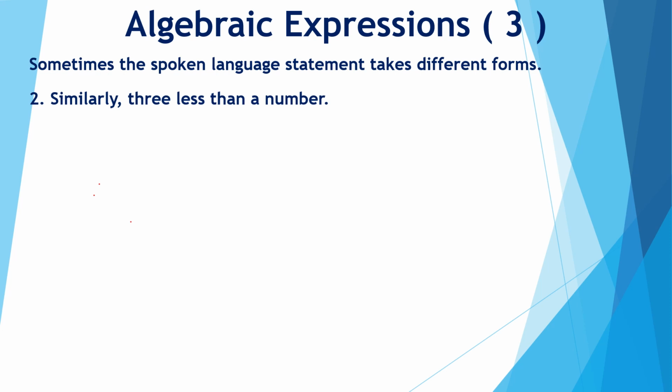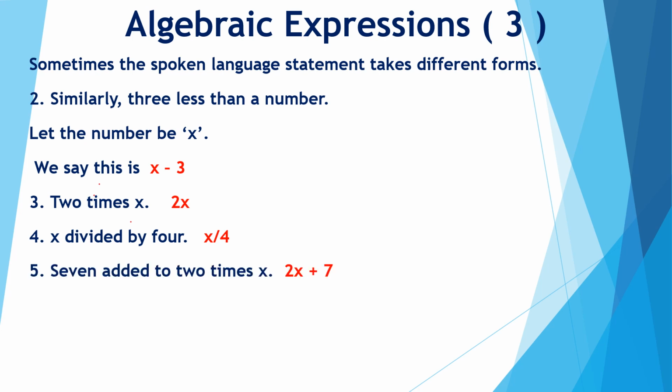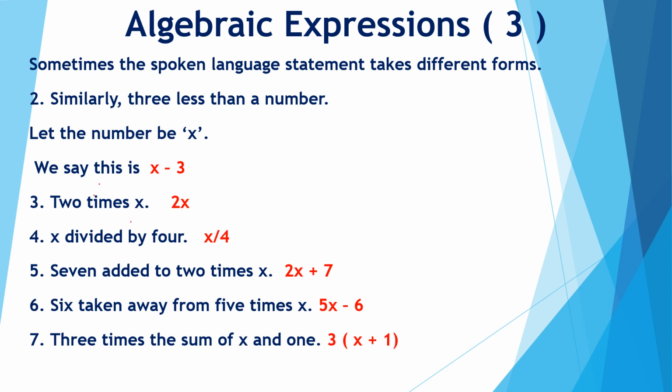Similarly, 3 less than a number. Let the number be x. 3 less than x will be x minus 3. 2 times x, 2x. X divided by 4, x upon 4. 7 added to 2 times x. 2 times x is 2x and we add 7 to it. 6 taken away from 5 times x. 5 times x is 5x and we take away 6, that is subtract 6 from 5x. So 5x minus 6.